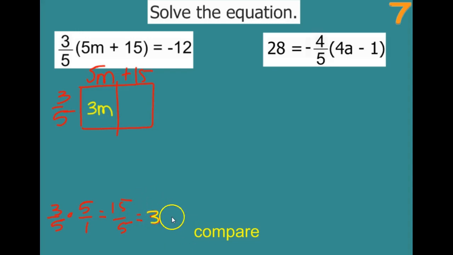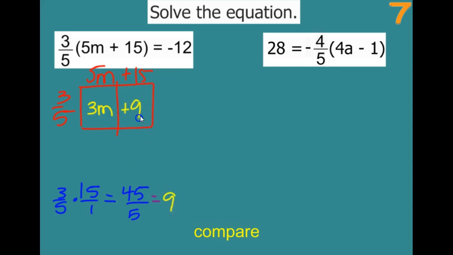Or you could just plug that in your calculator. And then over here, 3/5 times 15. Again, it's just 15 over 1. 3 times 15 would give us 45. 5 times 1 is 5. 45 divided by 5 would give us a positive 9. So we'd have 3m plus 9 equals a negative 12.